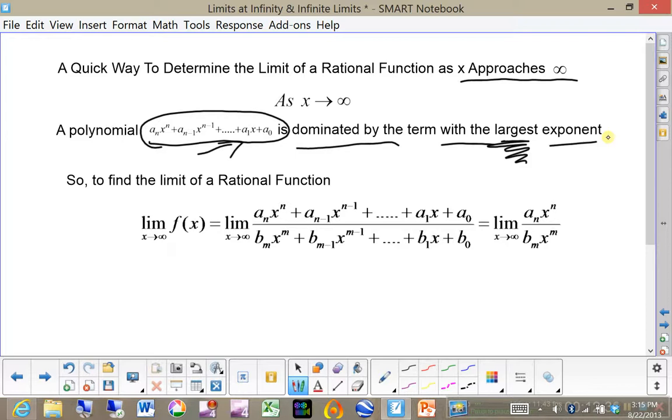So if you want to find the limit of a rational function, which is one polynomial divided by another polynomial, simply write down the dominating term, which is the term with the largest exponent, for the numerator and for the denominator, and then find that limit.